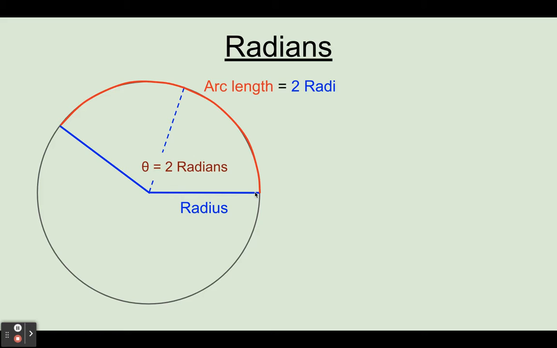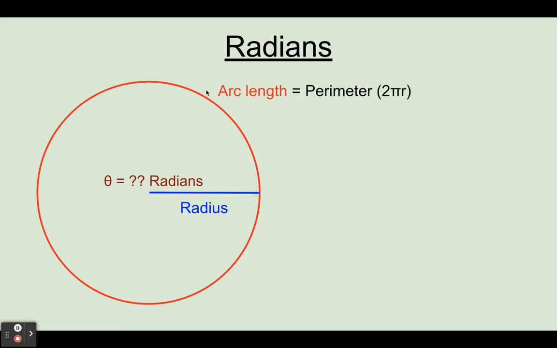In itself, it doesn't seem all that impressive, but look at this. What if I extend this line, and just keep going until I do a whole circle, so that my arc length is now the entire perimeter of the circle? I don't know how many radians I have in this circle, but I do know the perimeter of the circle. That's just 2 pi r. Now our job is to figure out how many radians are in one complete circle.